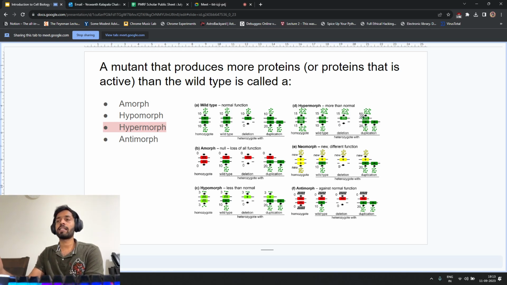And hypermorph is basically producing more than the normal amount. So a mutant that can produce more protein than the normal amount. So 25 proteins are produced in this case. And neomorph is basically a mutant that's producing a completely new type of protein with a different function. So it's not identical, at least function wise, to the wild type protein. So that's neomorph, and antimorph is again basically a mutant that produces a protein variety that acts against the normal function or impedes the normal function of the protein.